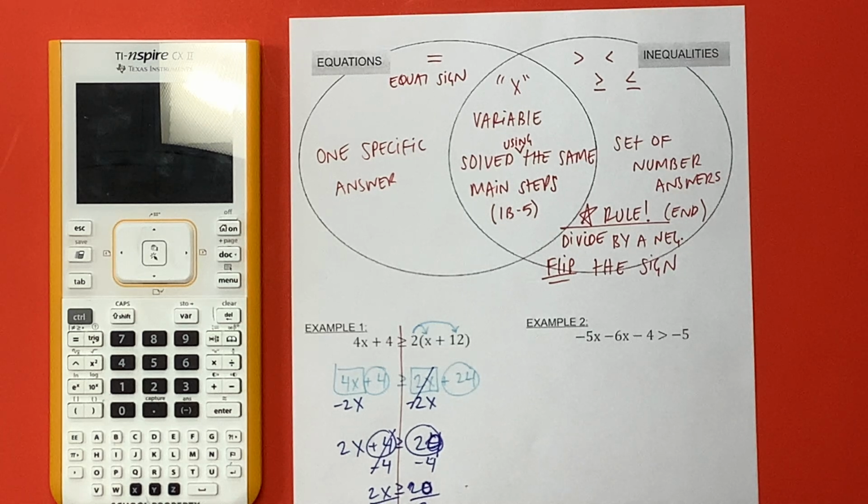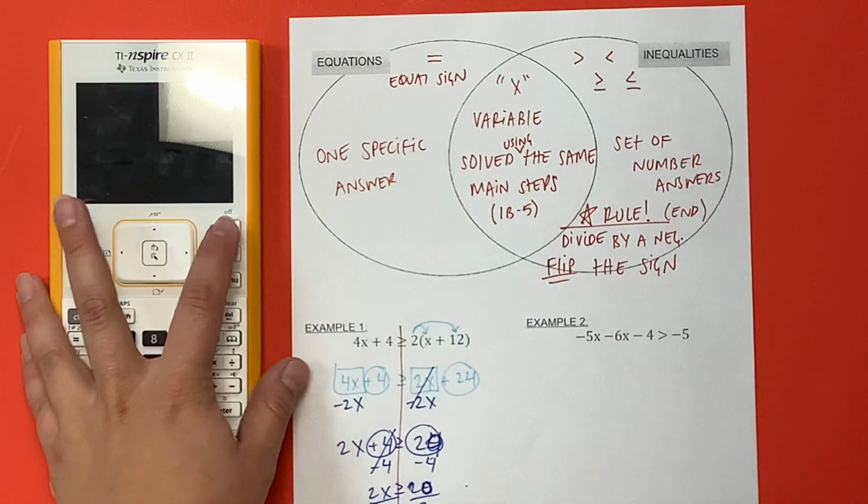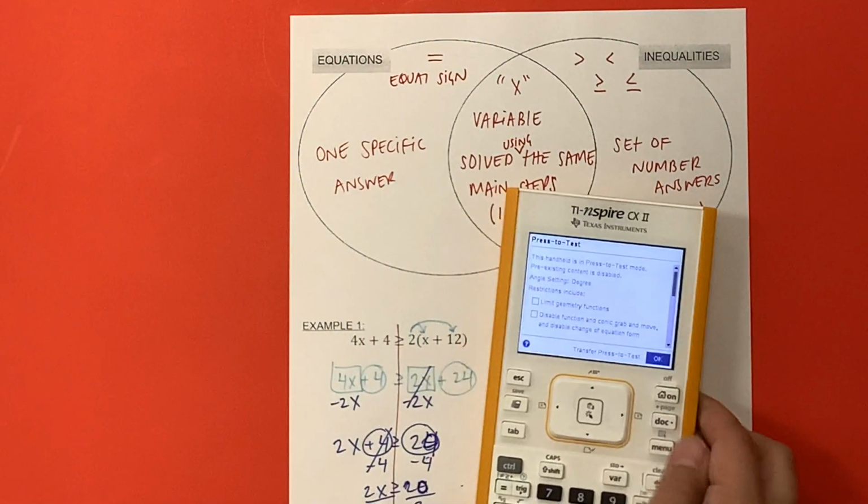So our answer does not say that specifically x is 10. It's not 10 specifically, but it is anything greater than 10. X is greater than or equal to 10. Here's what this tells me.